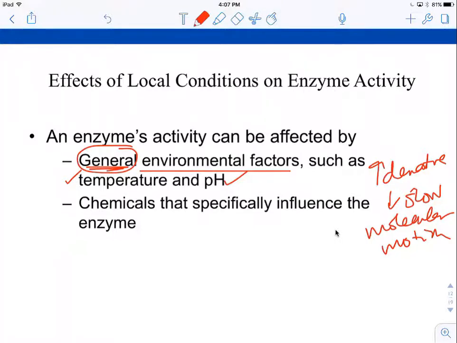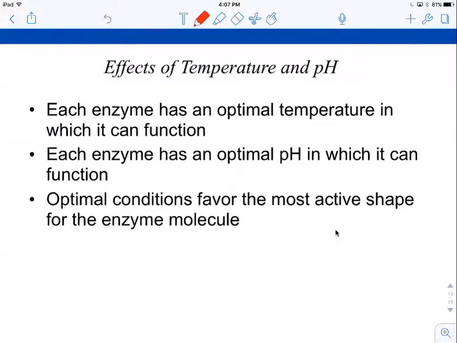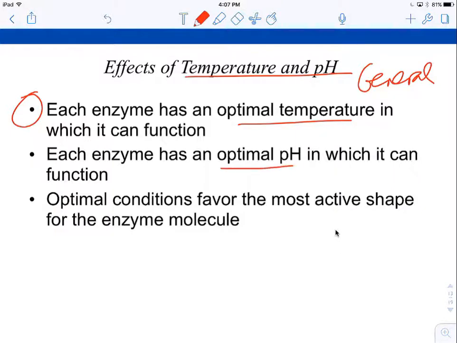If you want to target a specific enzyme, I just want to turn one enzyme off or one enzyme on, there are chemicals that can specifically influence enzyme activity, if you want to get a little bit more exact. Okay, so as far as temperature and pH are concerned, they are kind of more general factors. Every enzyme has an optimal pH and an optimal temperature, okay, where it functions the best.